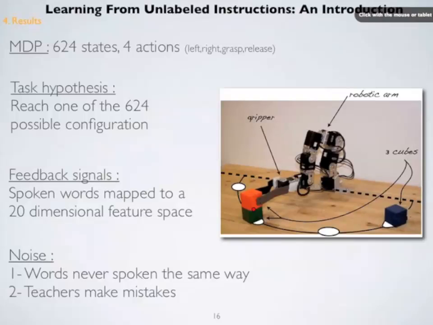To do so, the robot has 4 possible actions, which are go left, go right, grasp a cube, and release a cube. To teach the robot this task, we will use real spoken words that will be mapped to a 20-dimensional space. And in this kind of setup, we can identify 2 sources of noise. The one due to the speech itself, because words are never spoken the same way, and importantly, the noise from teaching mistakes, where the teacher may erroneously assess the robot actions.